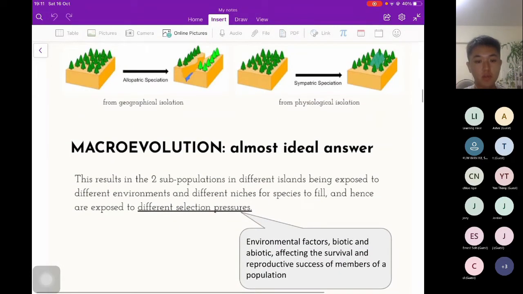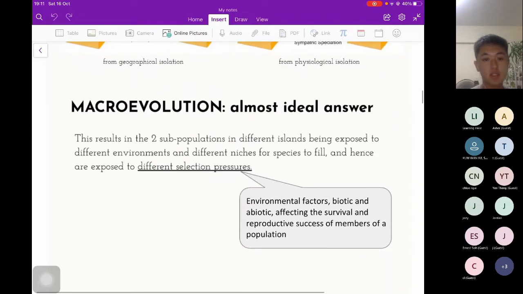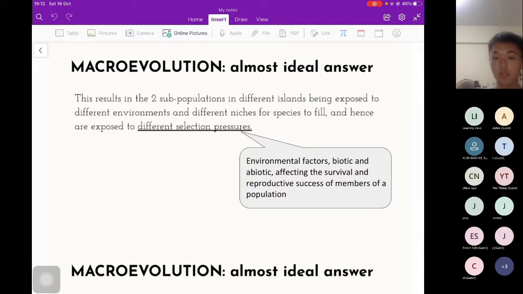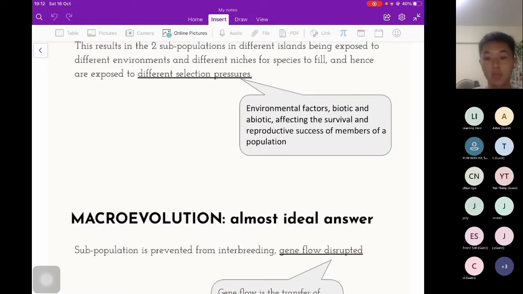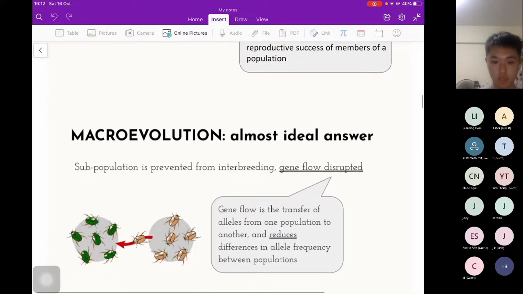So macroevolution, the next part of the answer. So this results in two different subpopulations in different islands. So if they're in two different islands, they're exposed to two different environments. Two different environments means there are two different niches for species to fill, and therefore they are exposed to different selection pressures. And that results in them not being able to interbreed because of the physical barrier. They're not able to interbreed, and they're exposed to the different selection pressures.